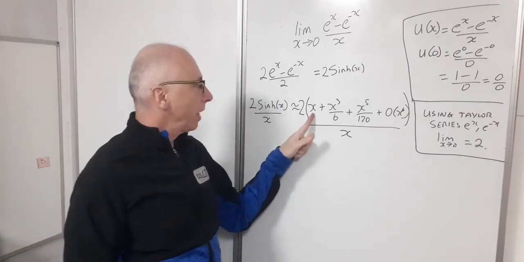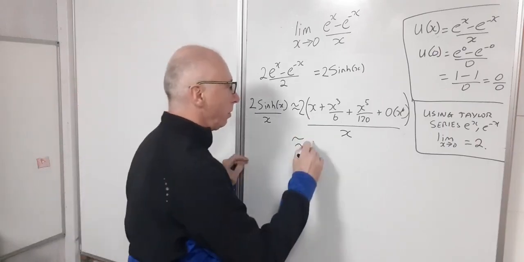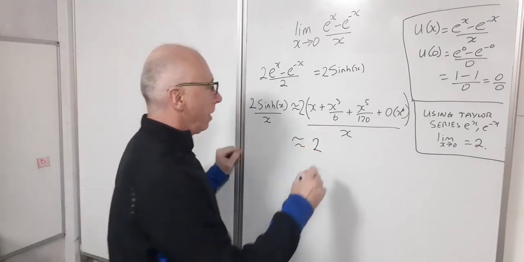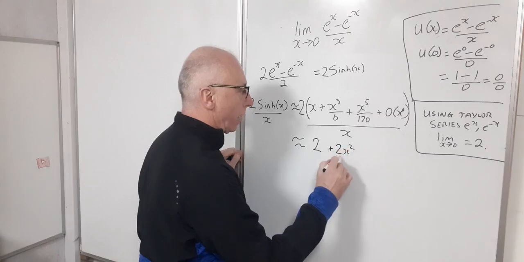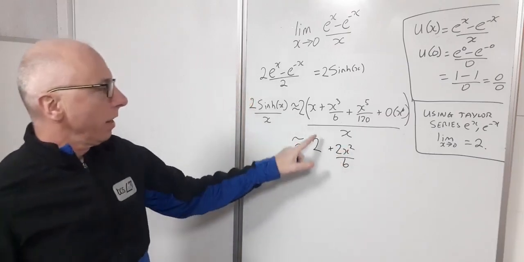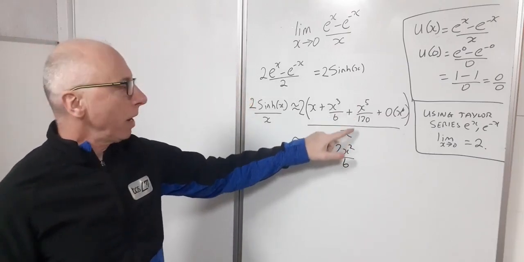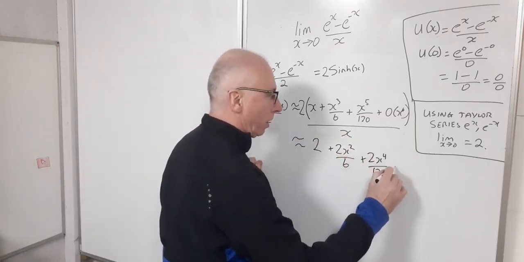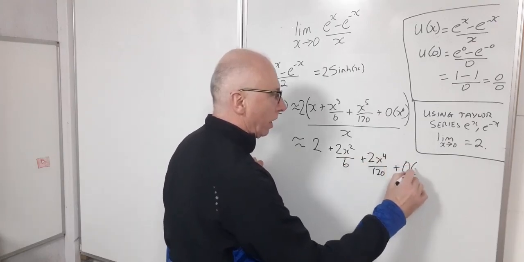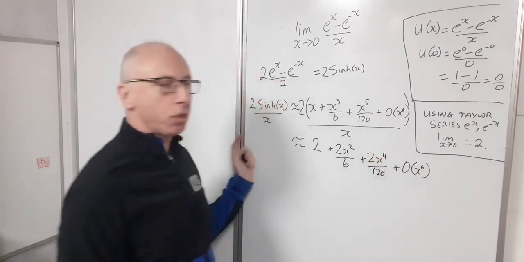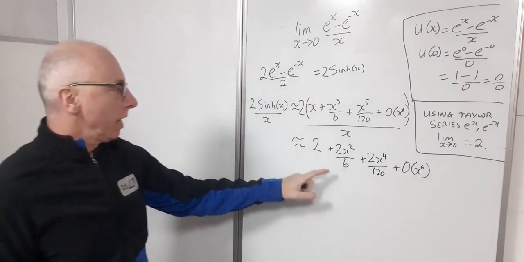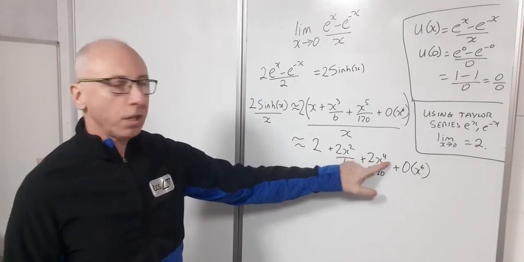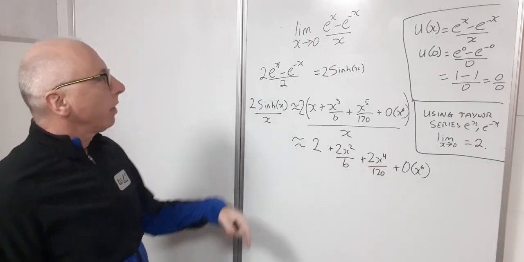So we've got 2x divided by x just gives me 2. 2x cubed over 6 divided by x gives me 2x squared over 6. Then I've got to multiply this by 2 and divide by x, so I've got 2x to the 4 divided by 120 plus x to the 6, and that would just keep going on and on. Now, here I know we can simplify these, but the key thing is we've got the x term in the numerator. Now, let's find the limit of this.